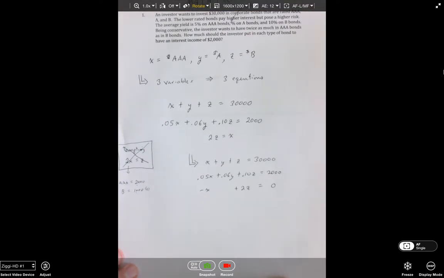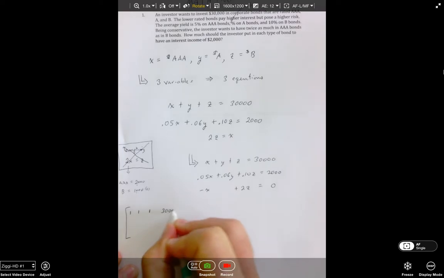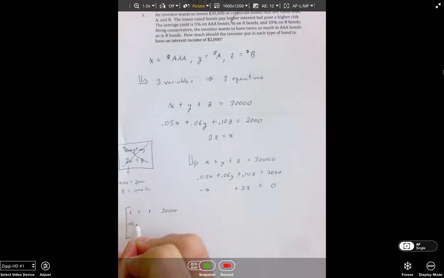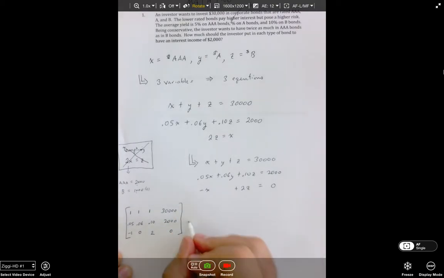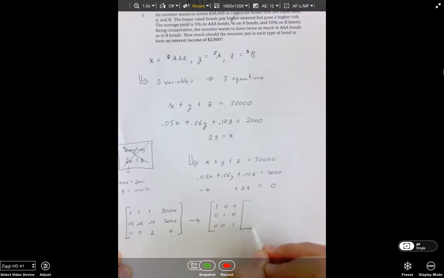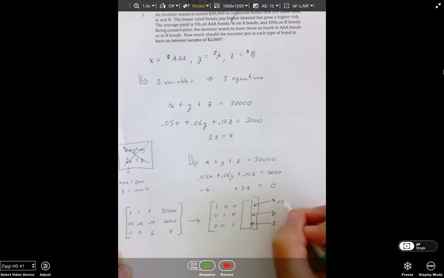So guys, my augmented matrix here is going to be 1, 1, 1, 30,000. And 0.05, 0.06, 0.10, 2,000. And then negative 1, 0, 2, 0 to make this happen. So guys, when I do my reduced row echelon form, I'm going to get the form, as we've seen in previous videos. So the number that I get right there will be the amount for X, the amount that I get right there will be for Y, and the amount that I get right there will be for Z. So this will be my triple A's, this will be my A's, and this will be my B's.